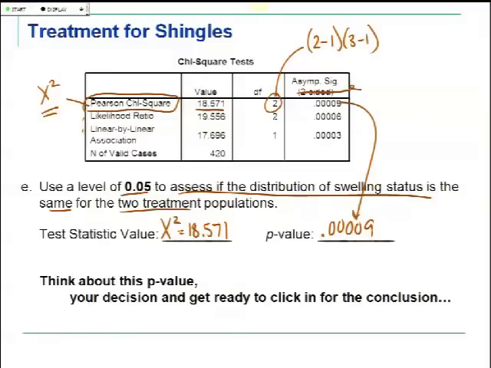I know you can make the decision, but do you know what the conclusion would be? So that's what the clicker question is. That's next. Know what your decision is, whether it would be reject or fail to reject H-naught, and then what would that mean for what you would select to write out a nice conclusion.